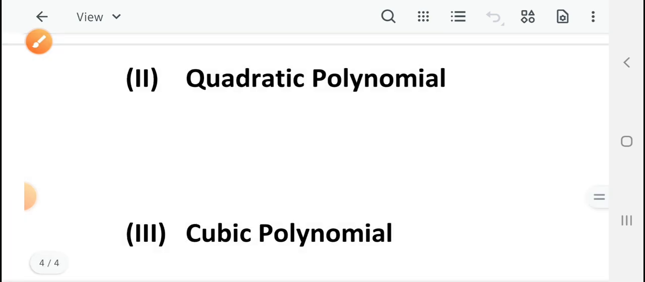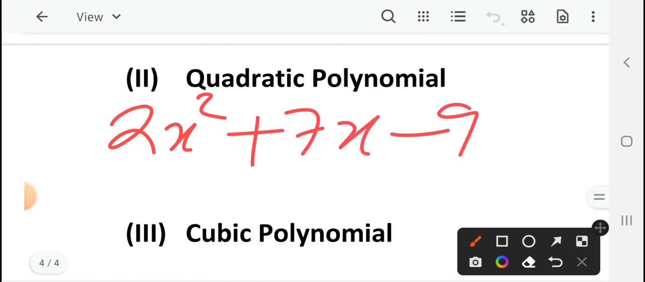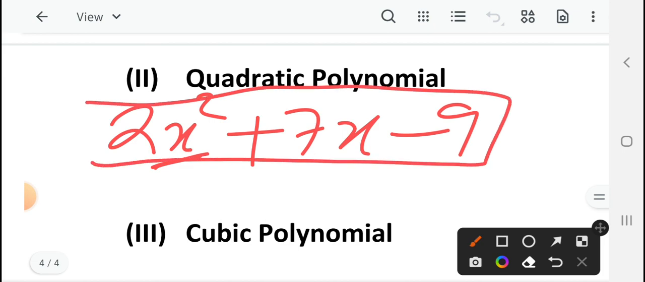And for a quadratic polynomial, like 2x square plus 7x minus 9. So it is an example of a quadratic polynomial. Here the highest degree of x is 2. When the highest degree of any variable is 2, then we can say that it will be in the category of quadratic polynomial. You can clearly see that the degree of this polynomial is 2, because we take the highest degree of the variable. Whenever the degree of the polynomial is 2, it will be under the category of quadratic polynomial.